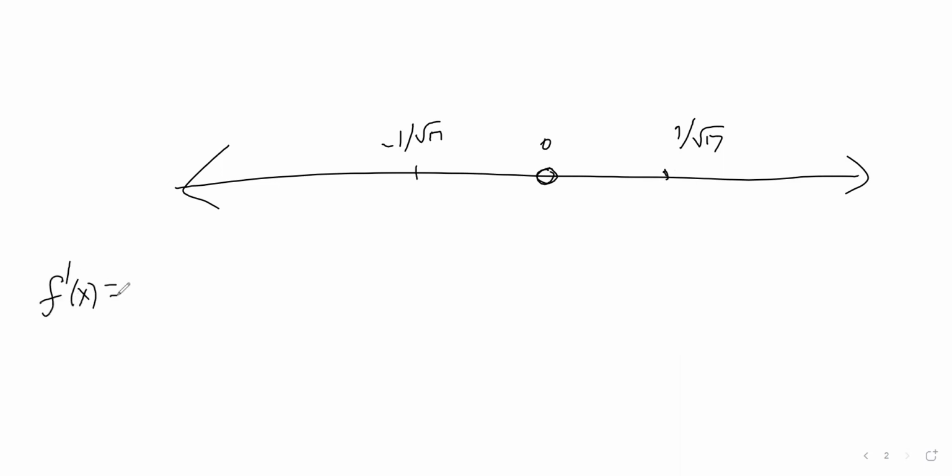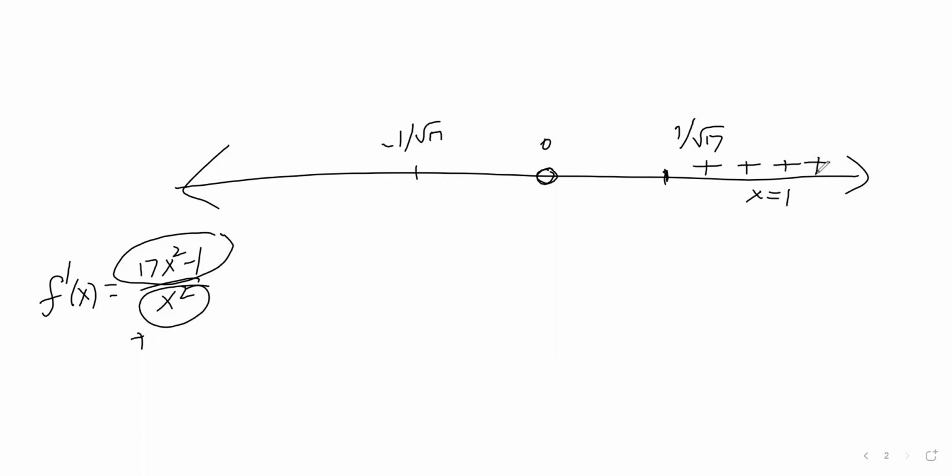The derivative function was (17x squared minus 1) over x squared. The bottom is always positive, so you don't need to plug any number there. Now I can choose, let's say, x equal 1. When I plug it in at the top, that's positive. So in this interval, everything is positive.